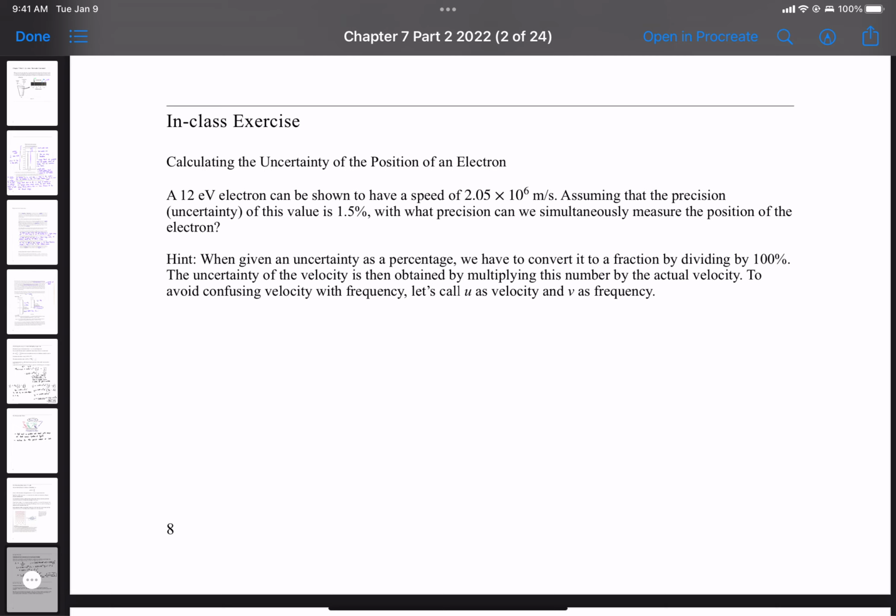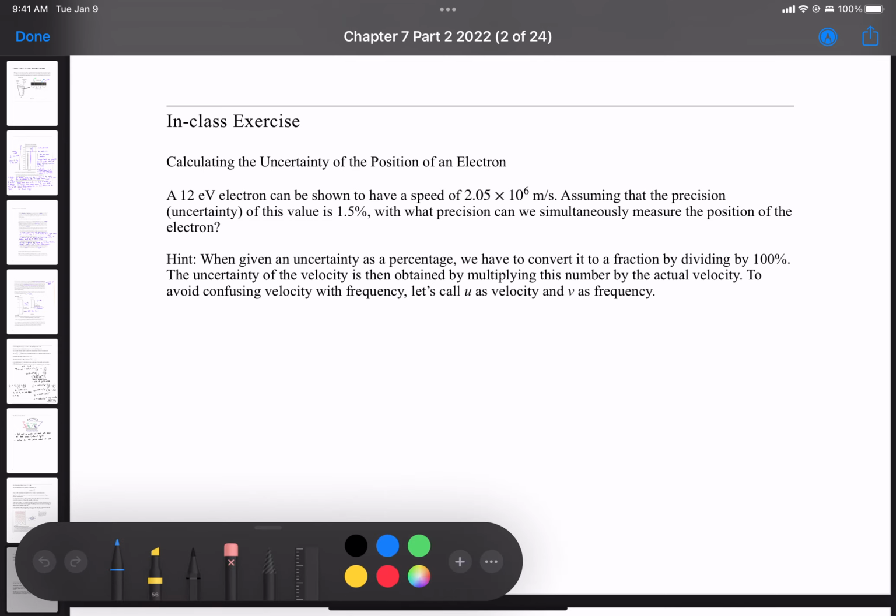Hello everyone, welcome back to some more quantum mechanics here. So we're going to wrap up quantum mechanics chapter 7 today, and then we'll start talking about chapter 8.